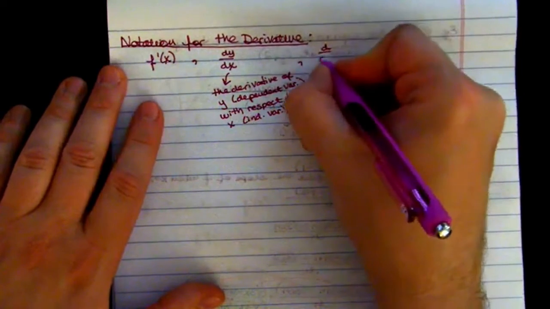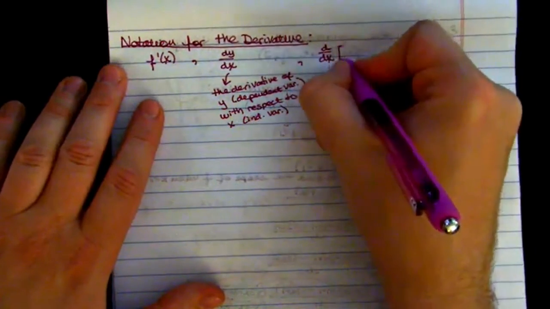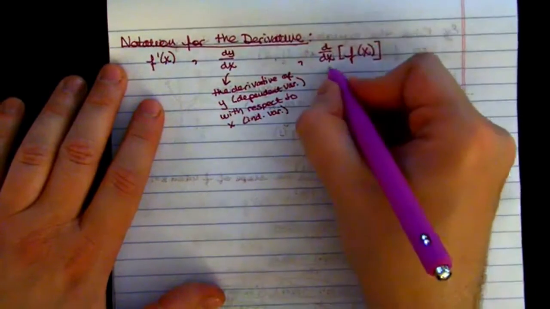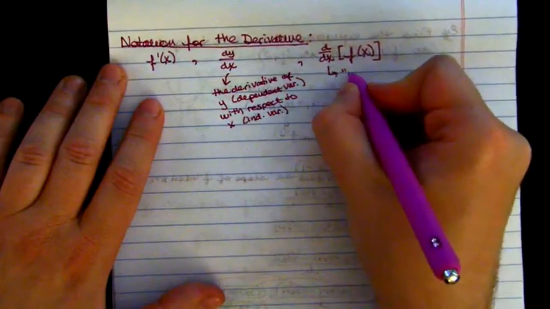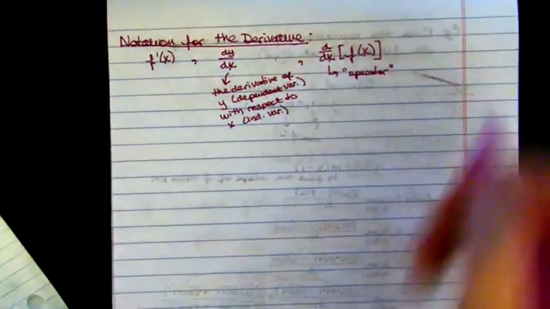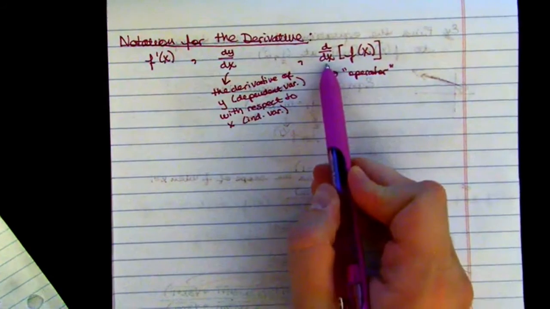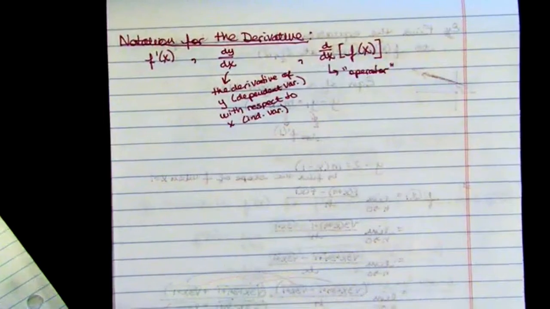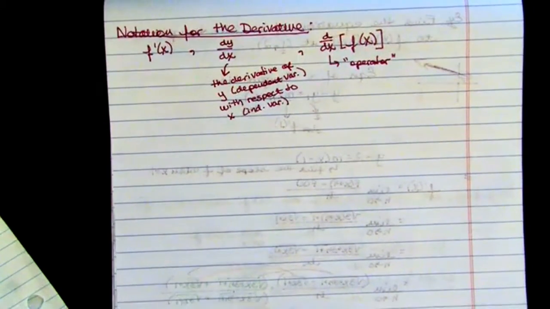We call what I'm about to write operator notation, d dx of f of x. This thing over here is called an operator, just like addition, subtraction, multiplication, division are operators. This is the derivative operator, and it's saying, let's find the derivative of that function over there. We'll see that notation used in section 2.2.